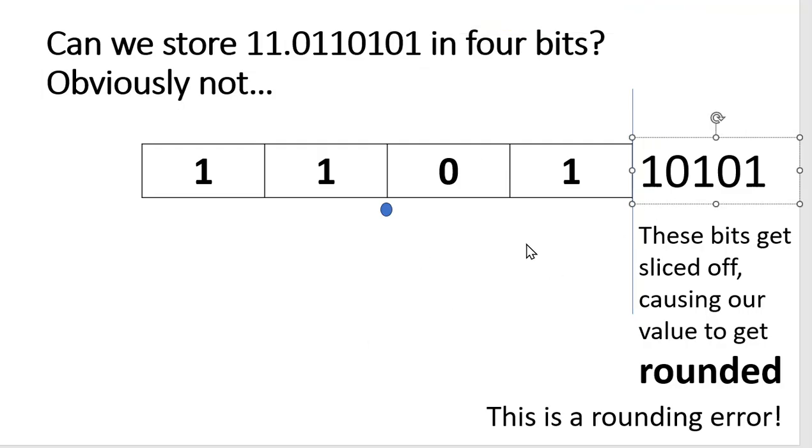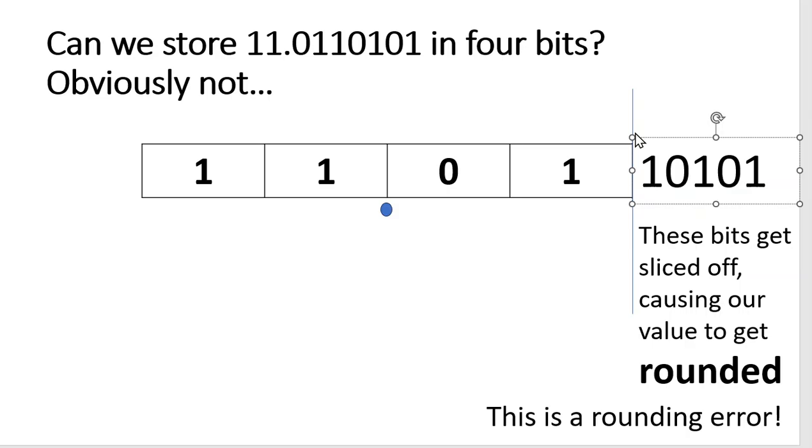Sorry, there we go. What happens to them? Well, there's no room for them. There's no bits to store these values in, so they just get thrown away. The right part of this number just gets chopped off. We lose precision and this number gets rounded down. So this is a rounding error.